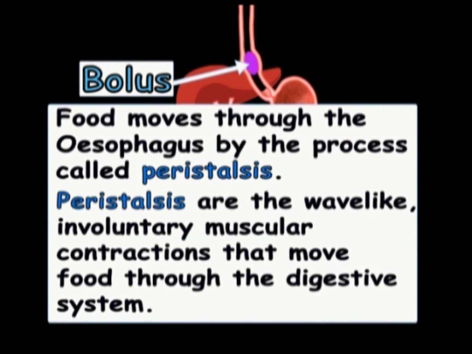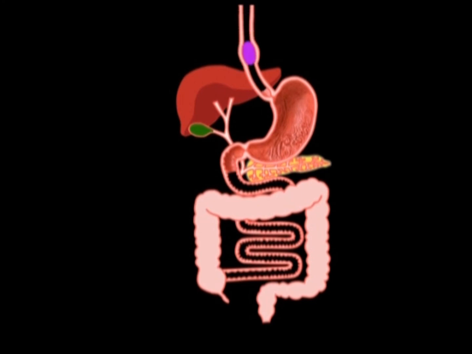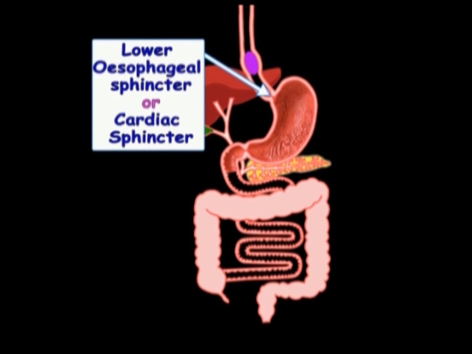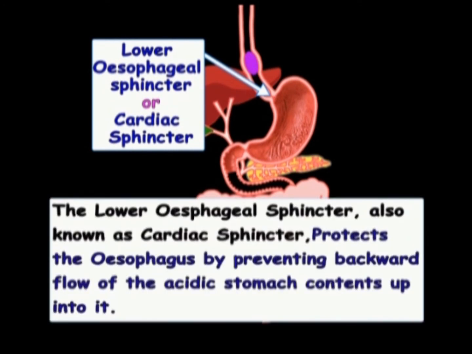Food moves through the esophagus by the process called peristalsis. Peristalsis are wave-like involuntary muscular contractions that move food through the digestive system. Right here, we have the lower esophageal sphincter or cardiac sphincter. The lower esophageal sphincter, also known as cardiac sphincter, protects the esophagus by preventing backward flow of the acidic stomach contents up into it. I mean up into the esophagus.